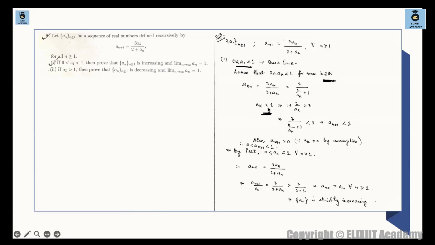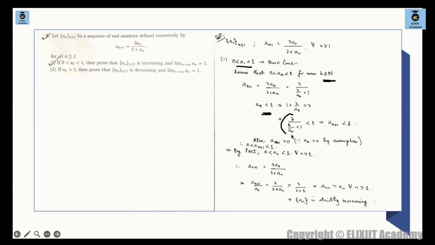Very simple thing. AK is less than 1, so 1 by AK will be more than 1. So 2 by AK will be more than 2. And 1 plus 2 by AK will be more than 3. 2 plus 1, 3. Simple thing. That's what we are doing over here. And finally, once you divide this thing by 3, you take the reciprocal, so 3 upon 1 plus 2 upon AK will be less than 1.